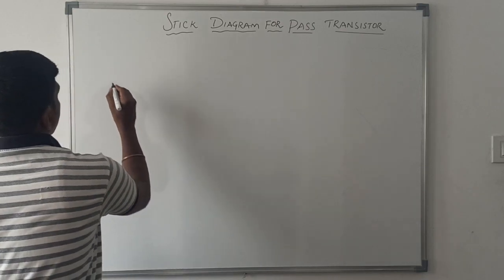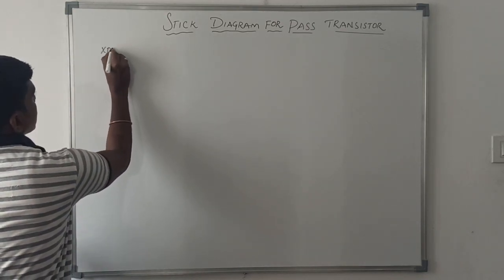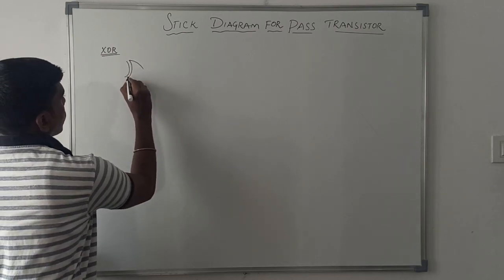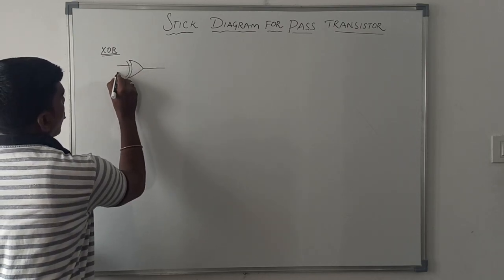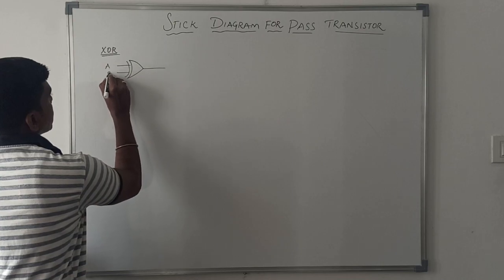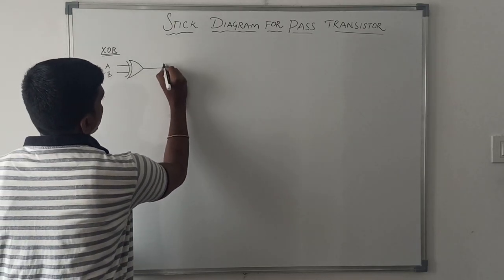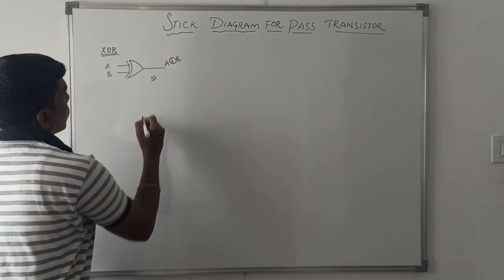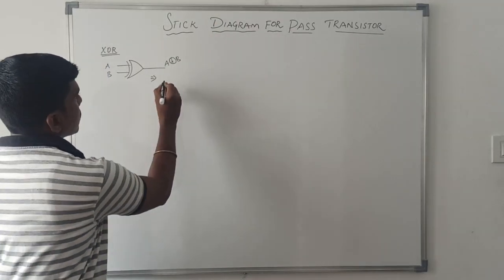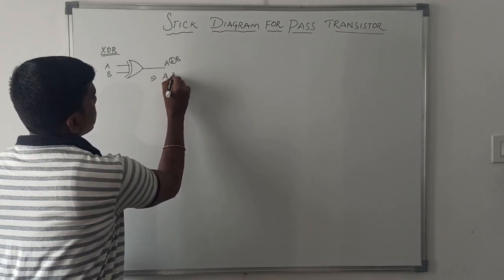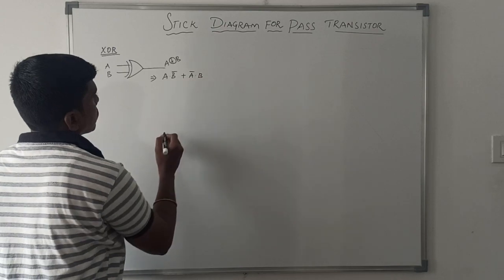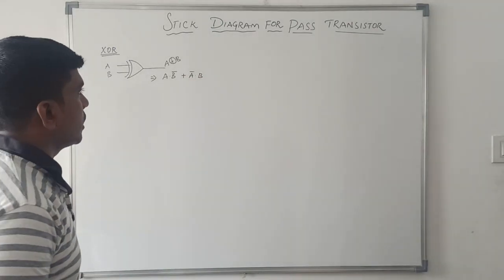So let me take one example. This is the logic symbol of an XOR gate. A and B are the input values. The output of this logic gate is A XOR B. The Boolean expression for the XOR gate is A dot B bar plus A bar dot B.